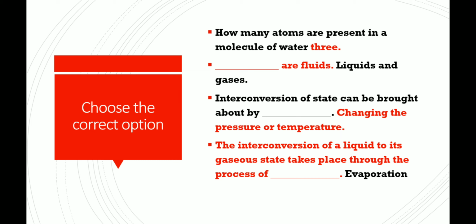Now, the first question, that is choose the correct option. The question is, how many atoms are present in a molecule of water? The options are given: A 1, B 2, C 3, and D 4. The option number 3, that is C, 3 is correct, right? It is because in one molecule of water, as its formula is H2O, it contains 2 atoms of the element hydrogen and 1 atom of the element oxygen. Therefore, altogether it contains 3 atoms, right?